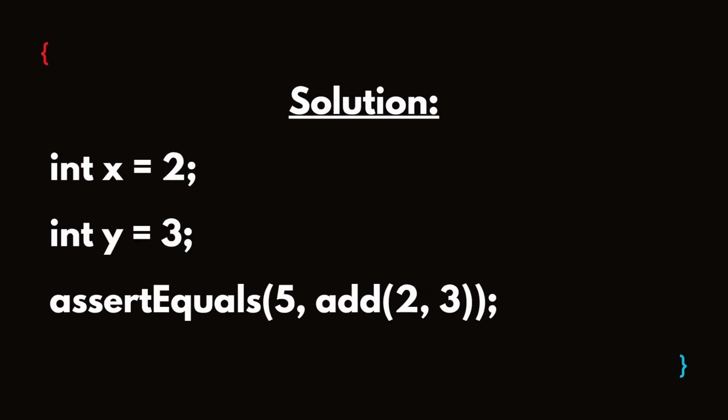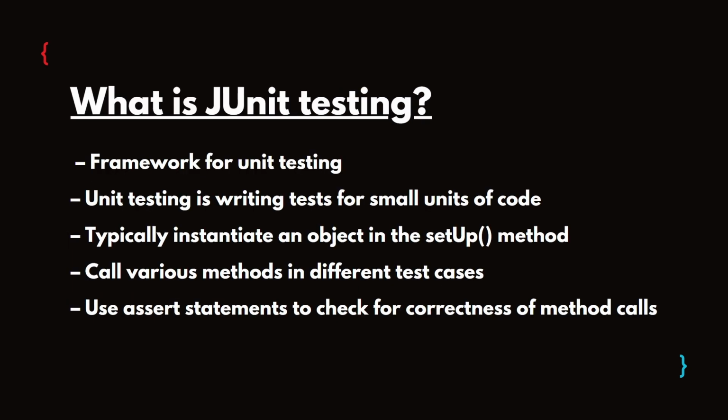Well, the solution to this is to actually make a JUnit test case, where you set up two private fields, x and y, and then you check to see if the result is what you expect. So in this example, you expect 5 to be the result, and the actual result is the method call to add with the parameters of 2 and 3. Well, let's get into JUnit test cases.